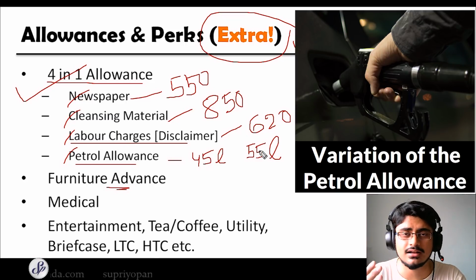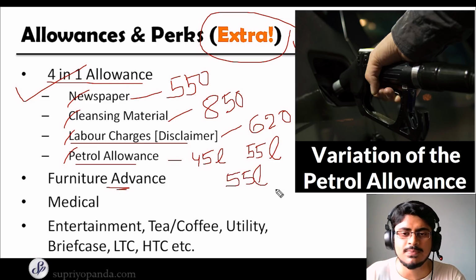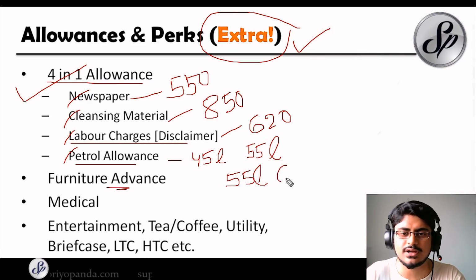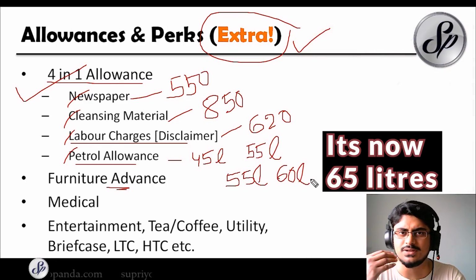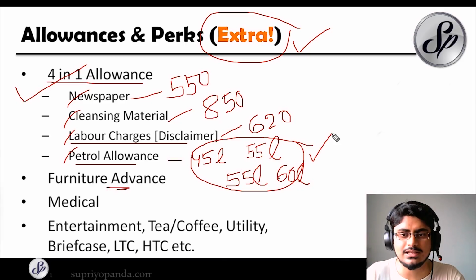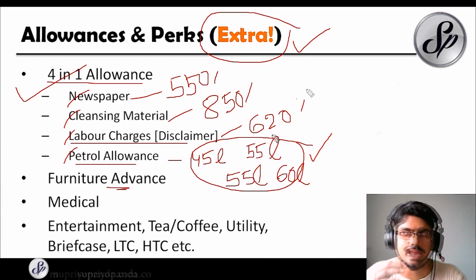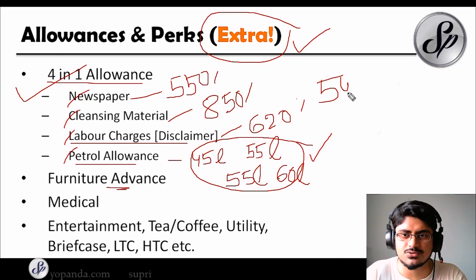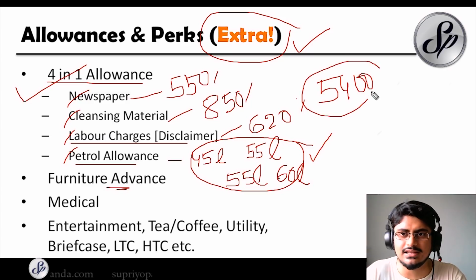And now if you have a car, then what happens? If you have a car and you are in a rural posting, then you will be getting 55 liters of petrol, and if you are in an urban area, then you are going to get 60 liters. These are also going to be revised soon, and periodically these things are revised. Remember that all of these things that I am talking about are monthly. If you add all of these things up monthly, you can expect around rupees 5,400. This is the monthly amount that you can claim for your 4-in-1 allowance.